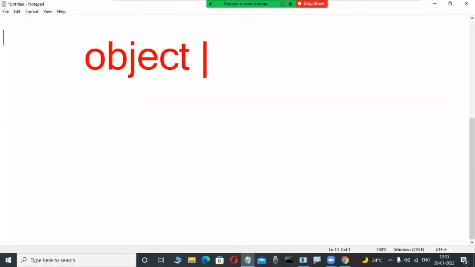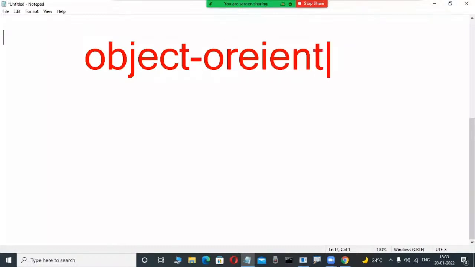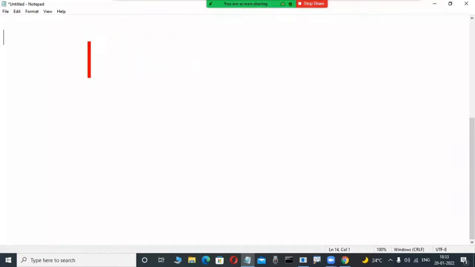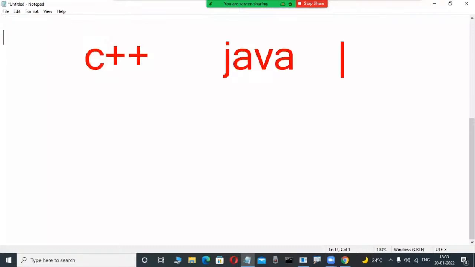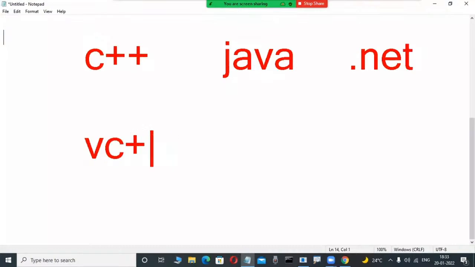Suppose there are so many object-oriented languages. Okay, a little bit of technical knowledge. There are object-oriented languages worldwide. Maybe so many fellows have an idea. What are the object-oriented languages worldwide? C++ is an object-oriented language. Java is a popular object-oriented language. C# .NET is an object-oriented language. VC++ is an object-oriented language. That's why there are so many object-oriented languages.